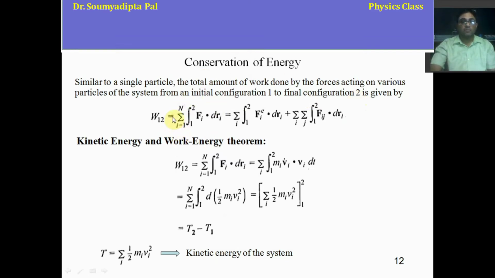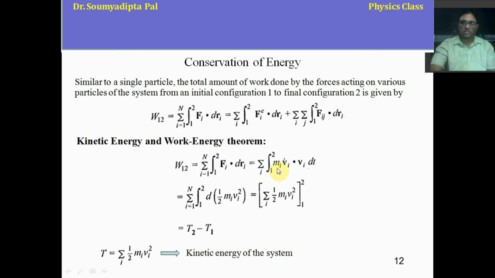Now here this is a system of particles. That's why we have to consider i equal to 1 to n. Now in place of Fi we are using this external force on the ith particle, and this is the internal force, right?